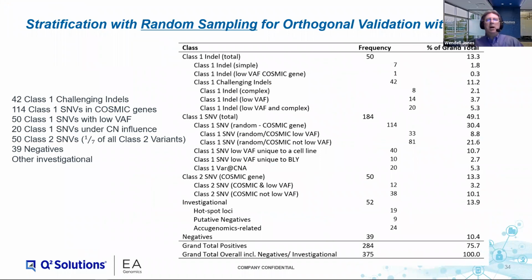So we've got a set of positives, we've got a set of negatives, again, randomly selected. Within the positives, we're stratifying for, again, challenging indels, SNVs in COSMIC genes, low frequency SNVs, SNVs under copy number influence, the class 2 SNVs. In fact, we interrogated almost 1/7 of all class 2 variants directly with droplet digital PCR. And then we had, again, a large number of negatives, and then we had some investigational assays as well. So again, randomization with stratification, looking at some of the important different classes of variants that we wanted to ensure were working properly.